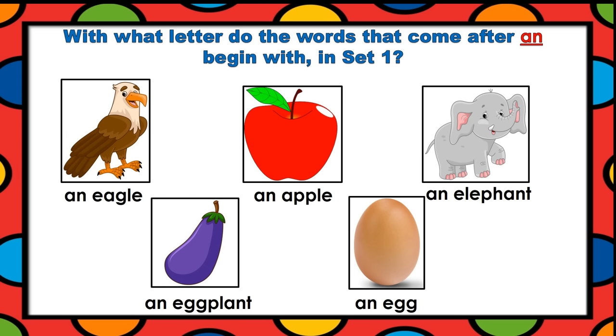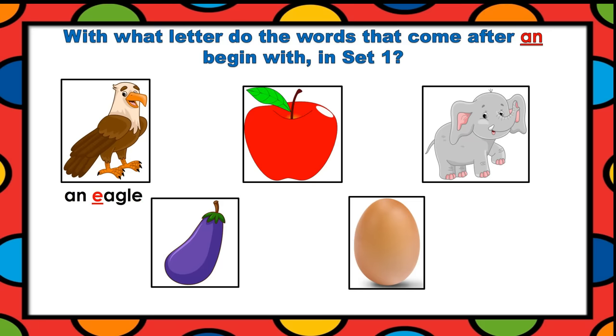With what letter do the words that come after an begin with in set 1? Look at those pictures. An eagle. The word that comes after an is eagle. Eagle starts with the letter E, which is a vowel. An apple. The word that comes after an is apple. Apple starts with the letter A, which is a vowel.